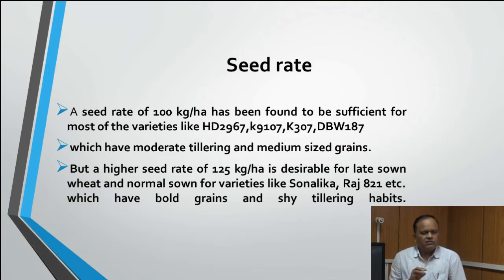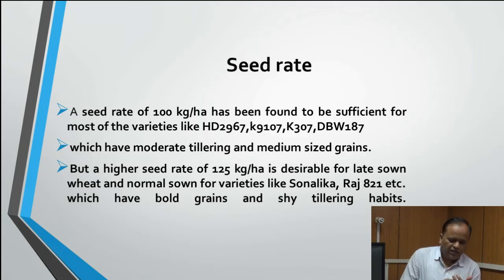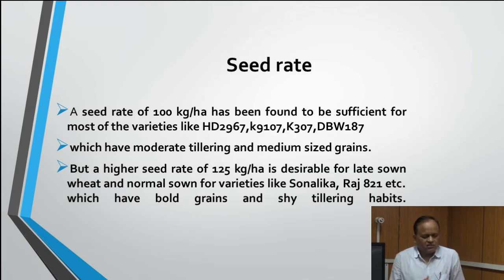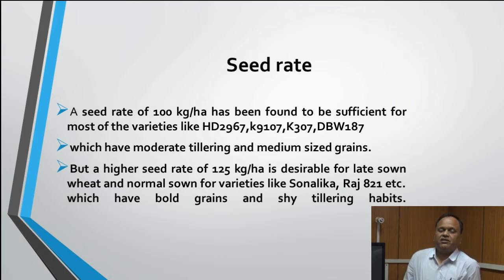But a higher seed rate of 125 kg per hectare is desirable for the late sown condition. If we go for the growth of wheat in late sown condition, particularly the first week of December, then we have to increase at least 25% of the total seeds. So in that condition, the requirement of the seed will be 125 kg per hectare.